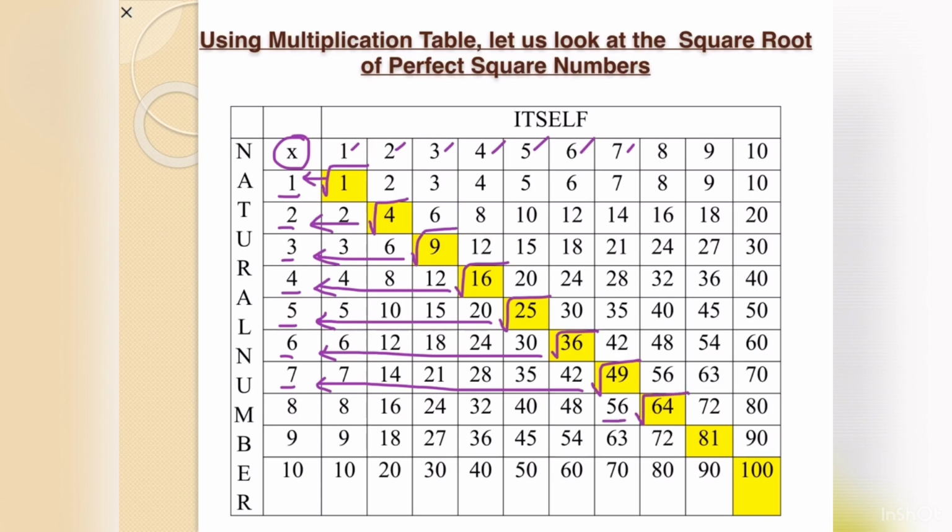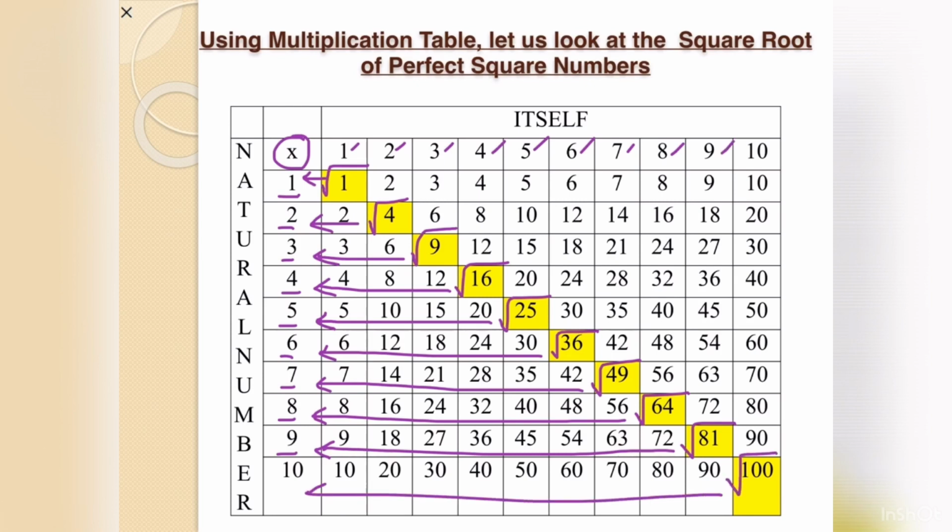Square root of 64 is 8. That means 8 multiplied by itself gives 64. Square root of 81 is 9. That means 9 multiplied by itself gives 81. Square root of 100 is 10. That means 10 multiplied by itself gives 100.